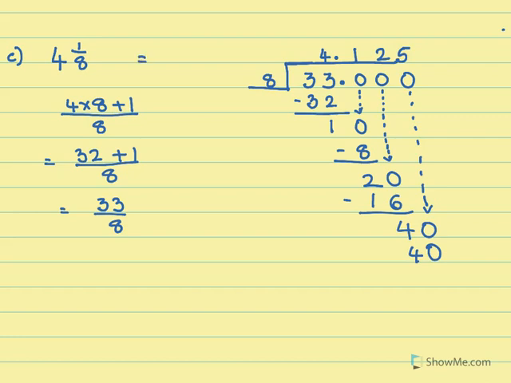So now 4 1 by 8 is 4.125. And on subtraction the remainder is 0. So the division is terminating, or this decimal is terminating because the division is complete.